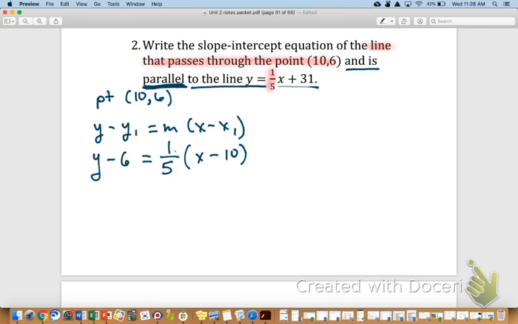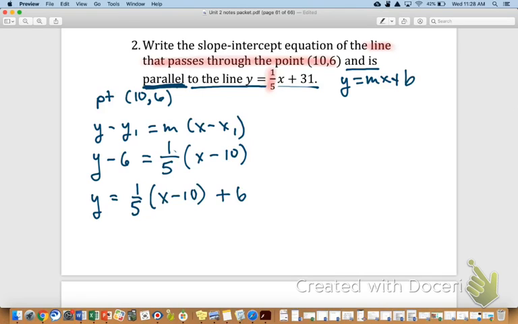This will be one last chance for us to practice that conversion over to slope-intercept form. Remember, slope-intercept form is y = mx + b. Does anybody have a suggestion on what I could do first to get my current equation into that slope-intercept form? Julia, what do you think? Add 6. Sure. So if I add 6, wouldn't I get y equals 1/5 times (x minus 10), plus 6? So I added the 6 over.